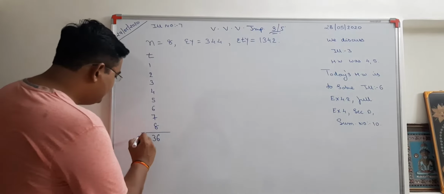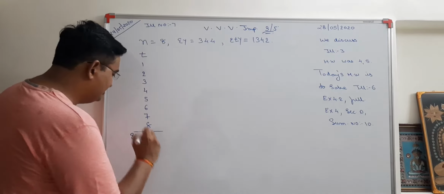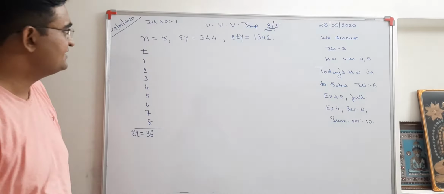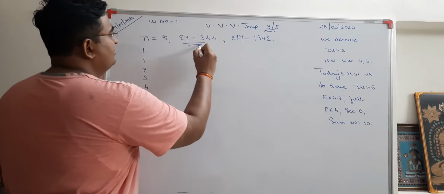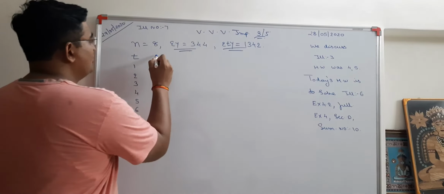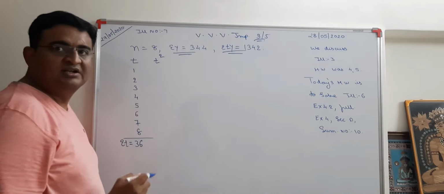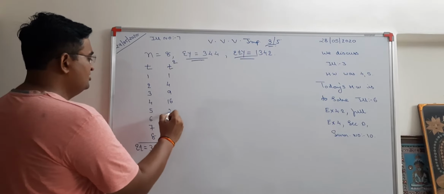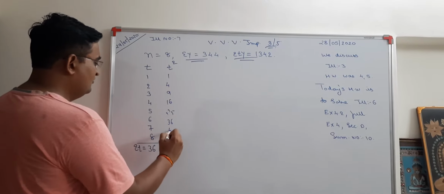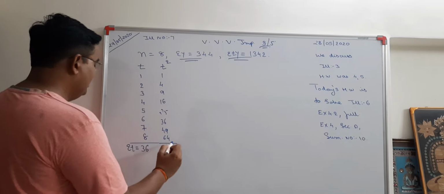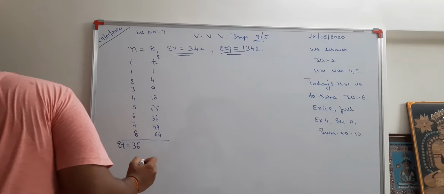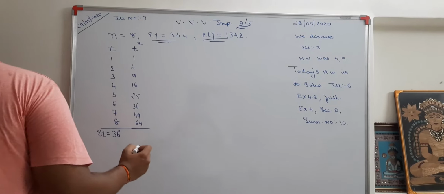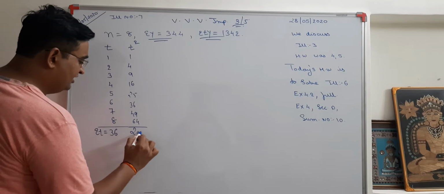So I can say sigma t is equal to what? 36. Sigma y is already given to us, sigma ty is already given to us. Now what I need is t square. T square will be 1, 4, 9, 16, 25, 36, 49 and 64. And its total comes to, if I am not wrong, sigma t square is 204. It's already given in the textbook.